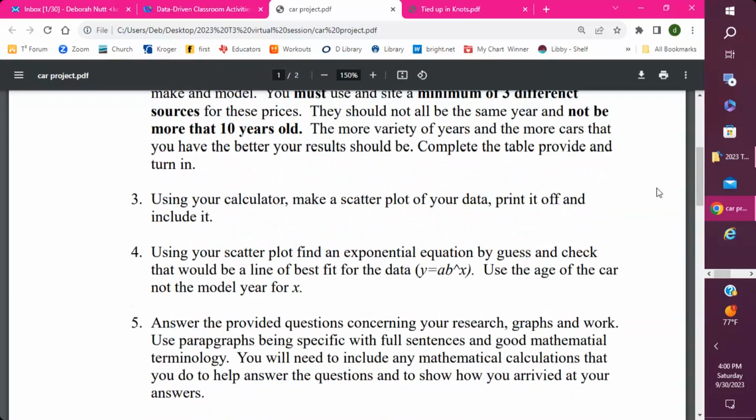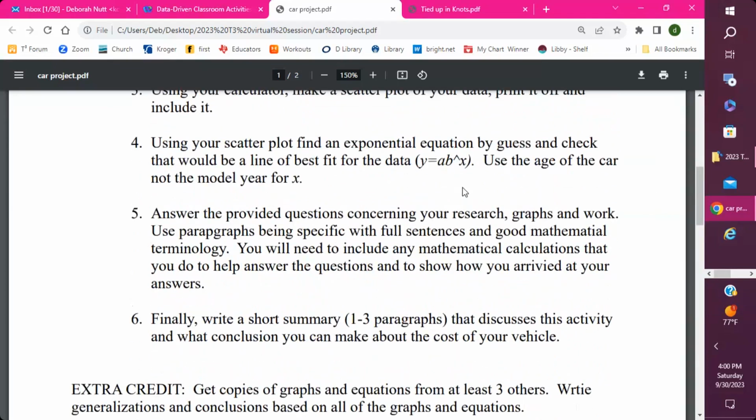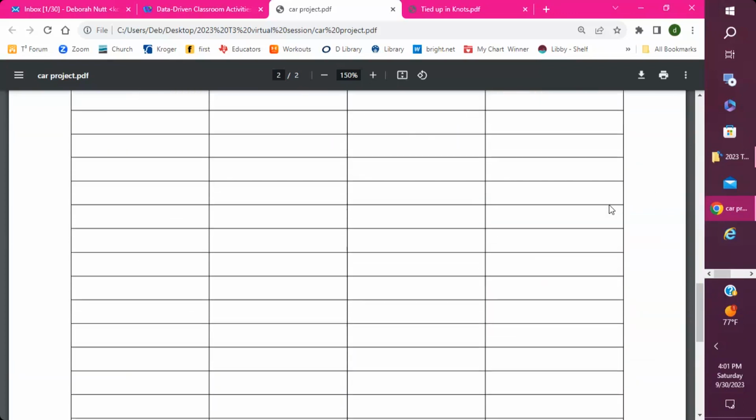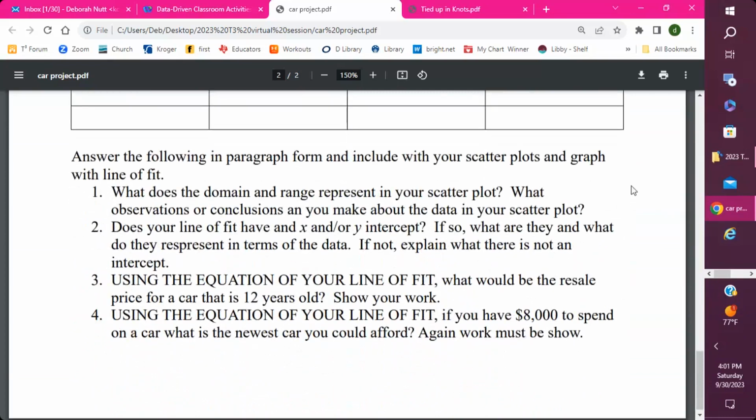So once they had their data, again, they had to make a scatter plot. This is an exponential type of equation. So I reminded them of what the exponential equation was to come up with their line of fit. And then again, I had them answer some questions and write a summary of their activity. I gave them a chart to fill in their data, the questions, domain and range, observations about the scatter plot.